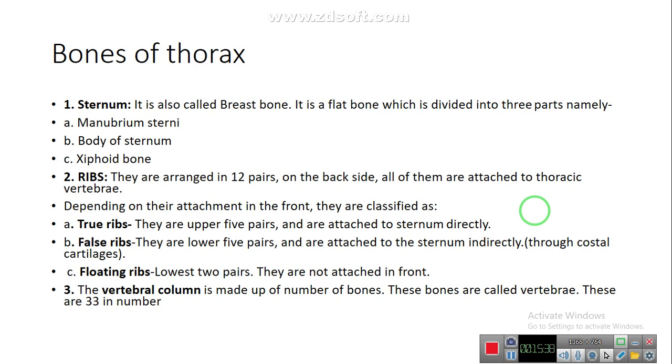Now third part of the thoracic cage is the vertebral column, which is composed of a number of bones, 33 in number, and these bones are known as the vertebrae.